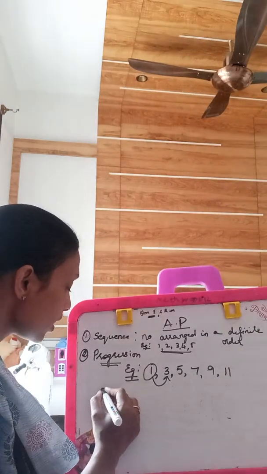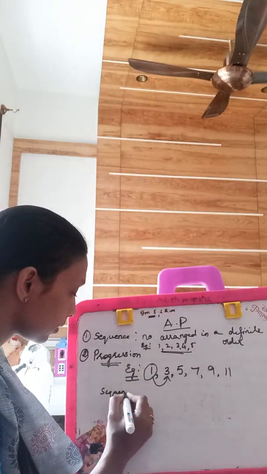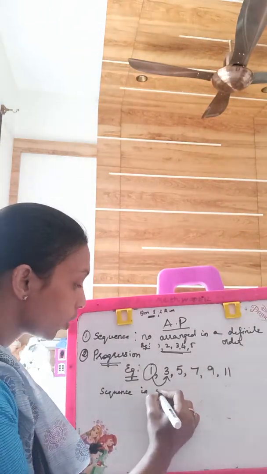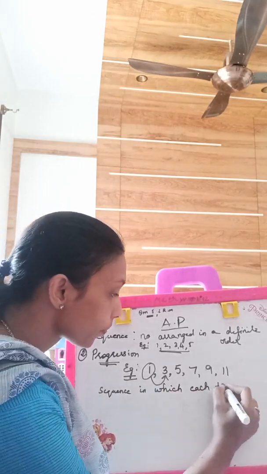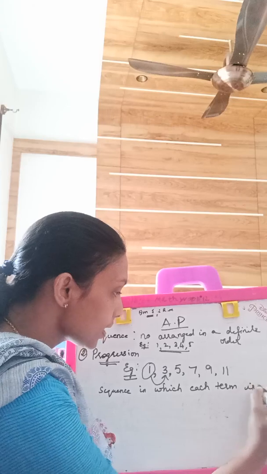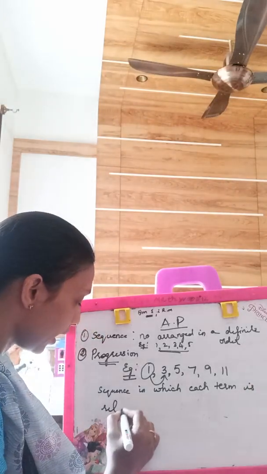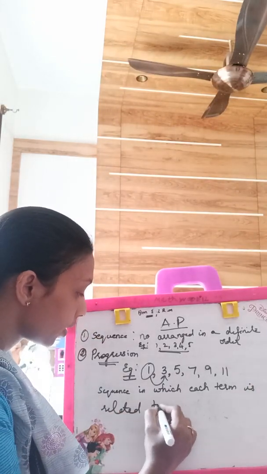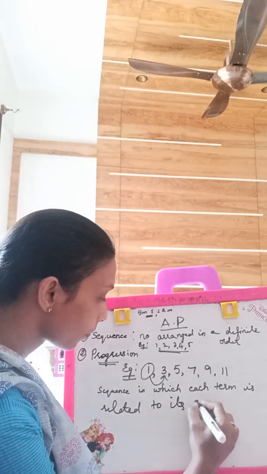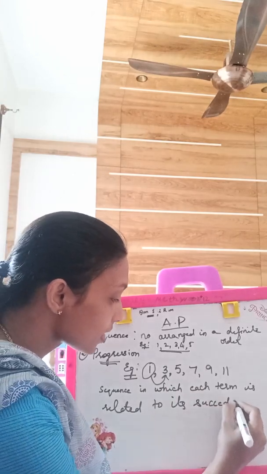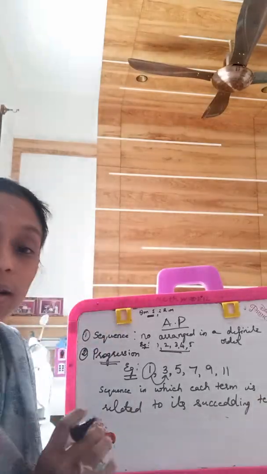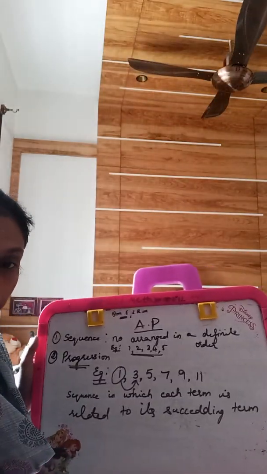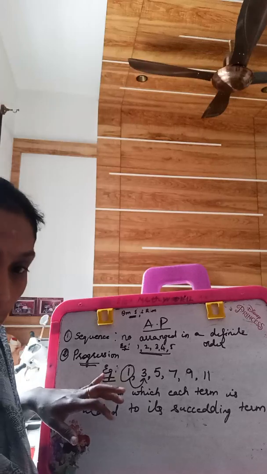What is progression? A sequence in which each term is related to its succeeding term with a definite rule. Understood now what is progression?